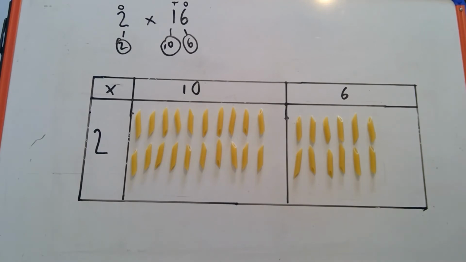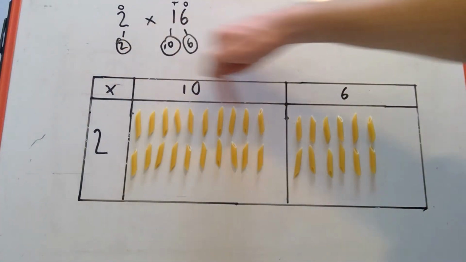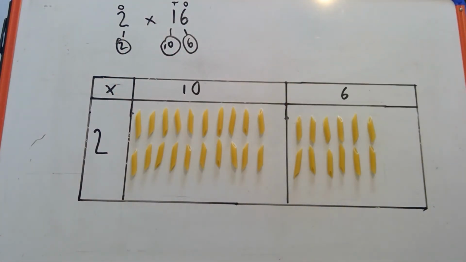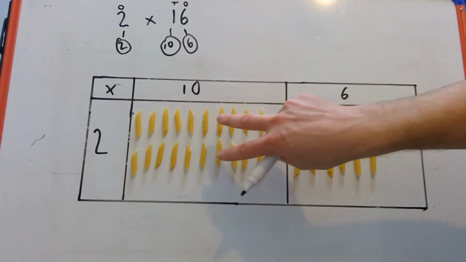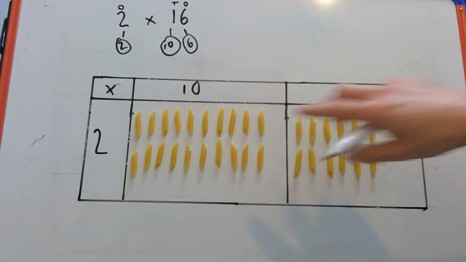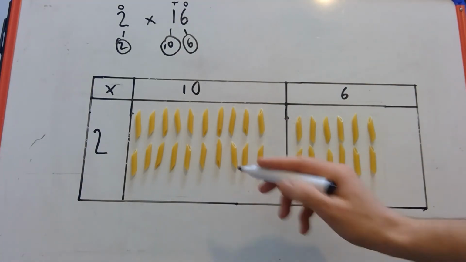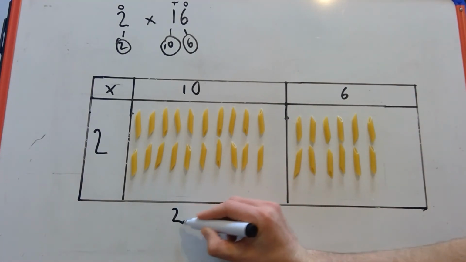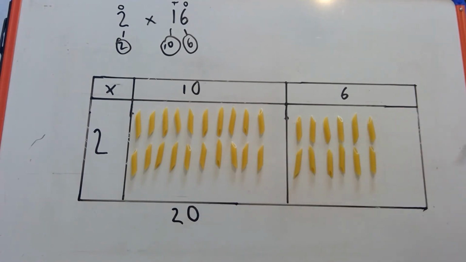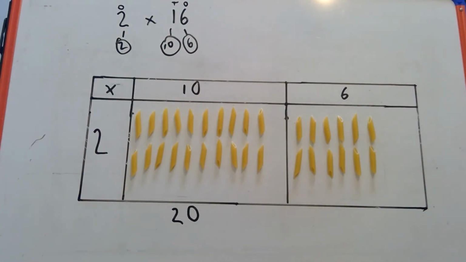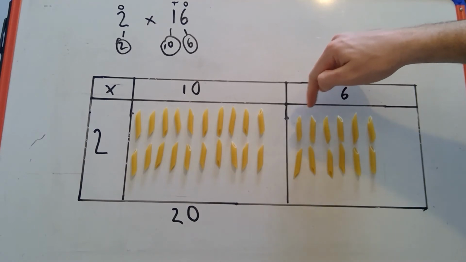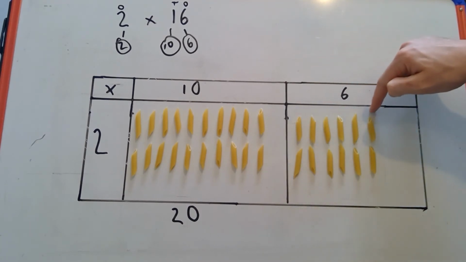If not, you can count in tens. So you can go 10, 20, or you can count in twos. 2, 4, 6, 8, 10, 12, 14, 16, 18, 20. So 2 times 10 is 20. Write that number underneath. 2 times 6. Again, we should know our 2 times tables in year 3. If you don't, worry. You can count in twos again. So 2, 4, 6, 8, 10, 12.